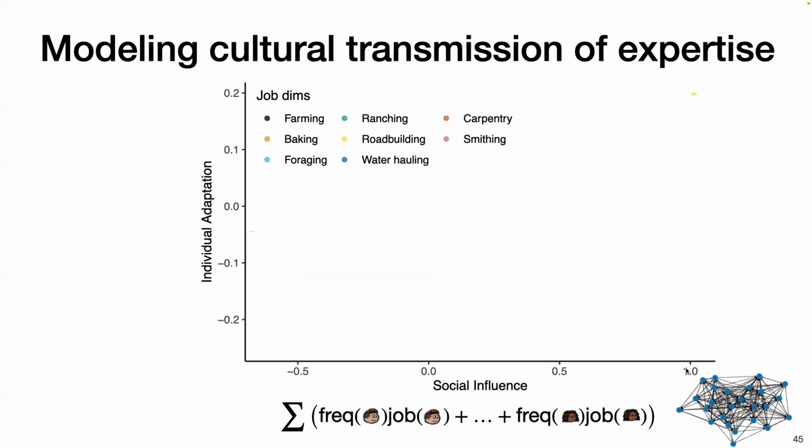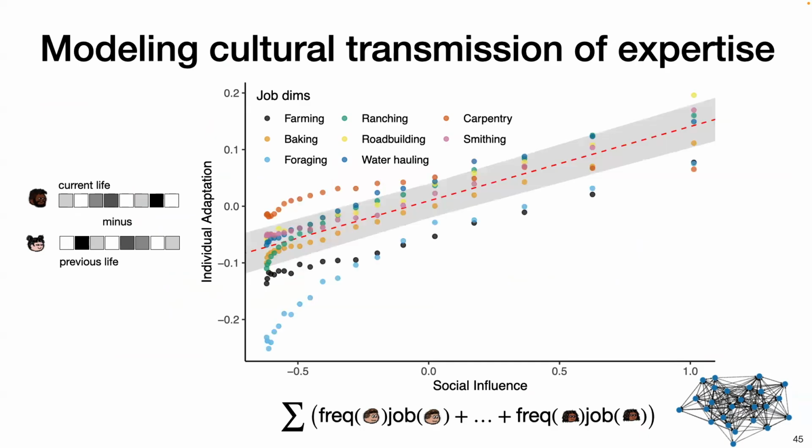This is based on the interaction network that we were able to develop from the data. And on the y-axis, we can look at how much they adapted from one life to the next. So we look at their job vector in the current life minus their previous life. This allows us to control for individual differences, since some players generally like to be a farmer, some people like to be a baker. We can look at how their interaction structure shapes their actual choices in their life. And this allows us to find a very neat linear relationship between social influence and individual adaptation across all these dimensions.